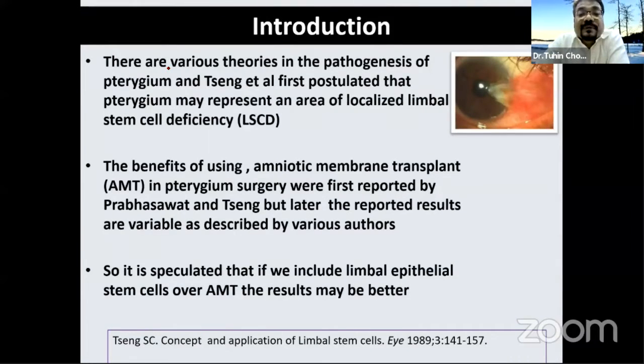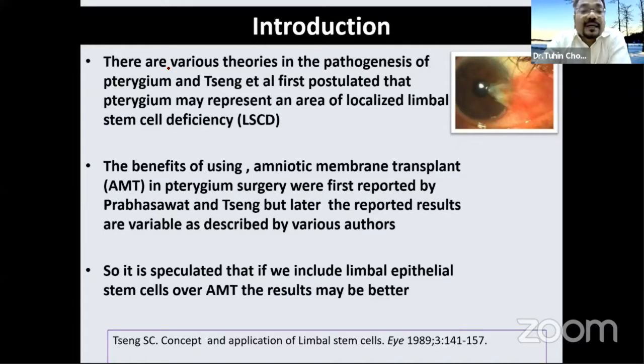There are various theories in the pathogenesis of pterygium, and it was first postulated that the pterygium may represent an area of localized limbal stem cell deficiency. So in this area, there is localized limbal stem cell deficiency. That's why there is conjunctivalization of the cornea, which leads to pterygium formation.